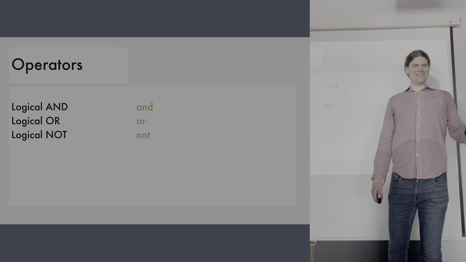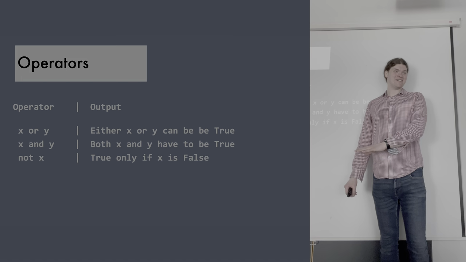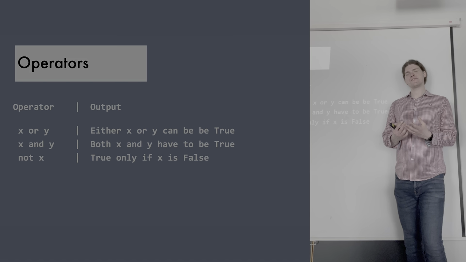Okay, alright, we'll look at an example. So here we go. Here's the example. If we have x and y, both x and y have to be true in order for the overall condition to be true. So this is a way to actually combine lots of separate comparisons.